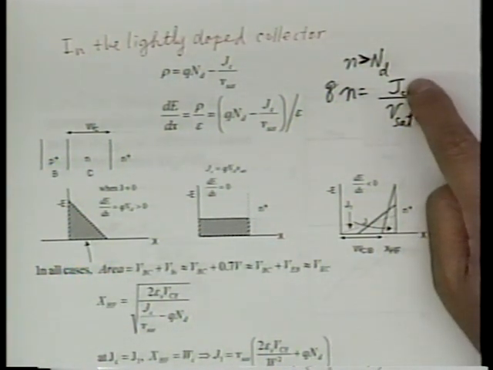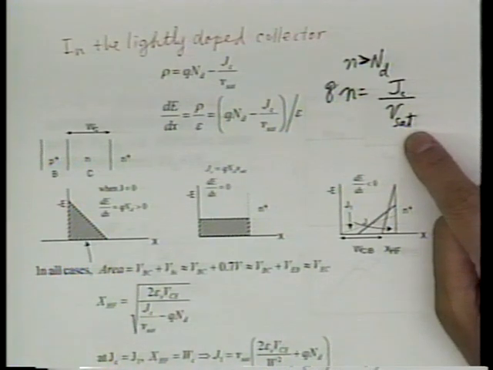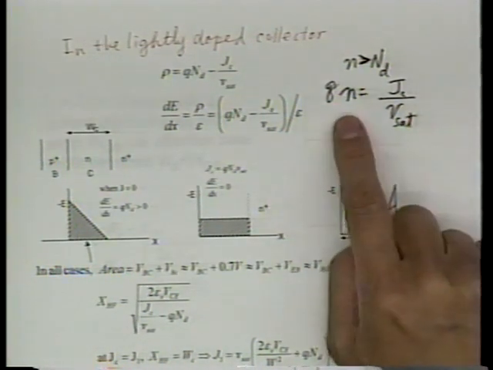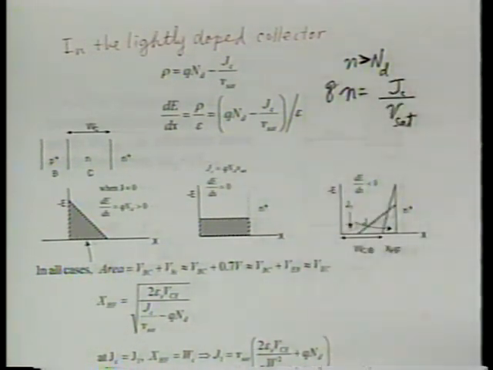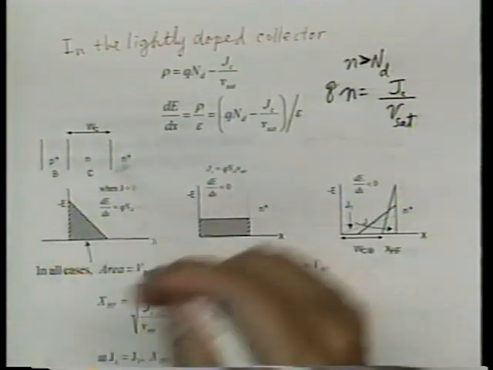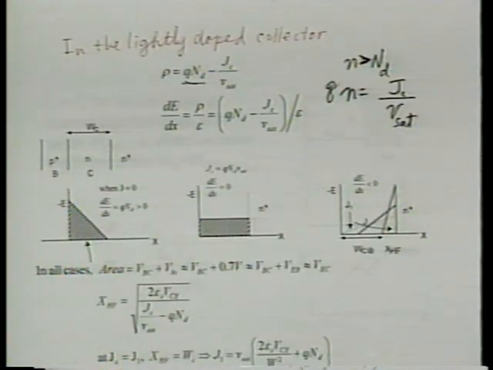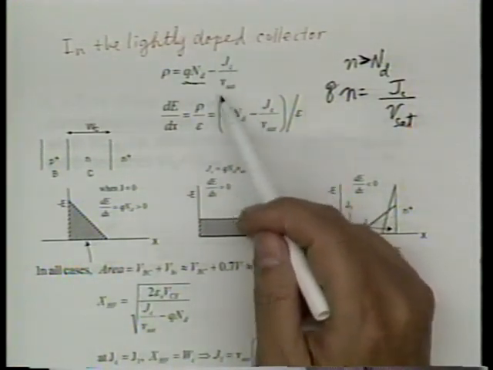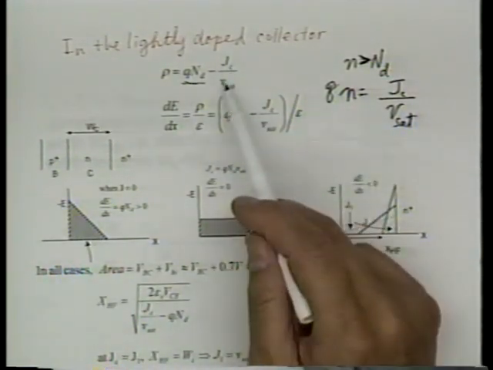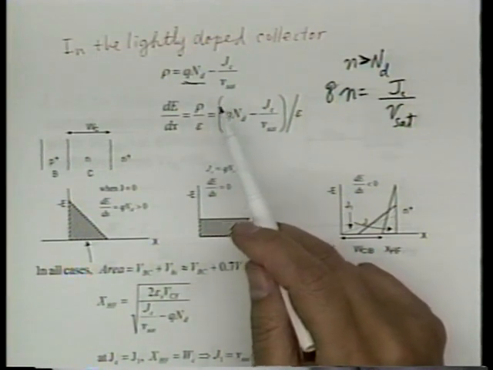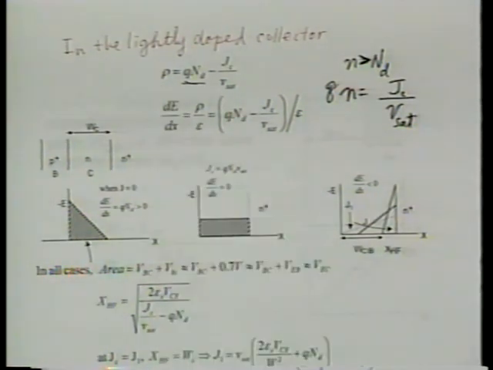Jc will be that large. Saturation velocity cannot be exceeded, no problem. N just becomes larger than ND, that's all. Now, if N is larger than ND, we will have a net charge density. Why? QND is the density of ionized donors. That's positive charge. This is Qn, the negative charge density, right? The difference between the two is the net charge.